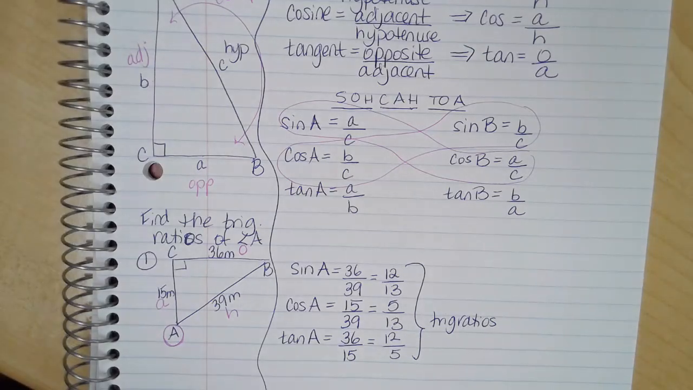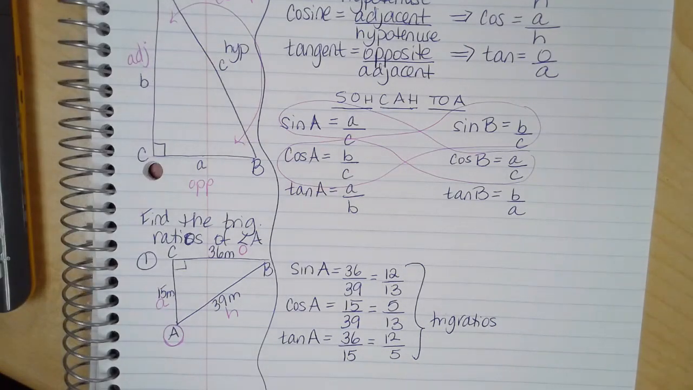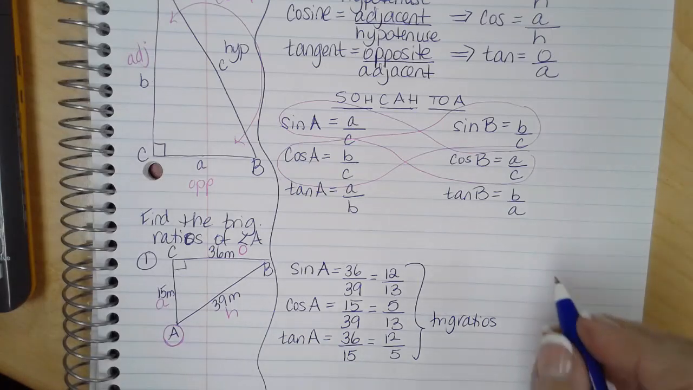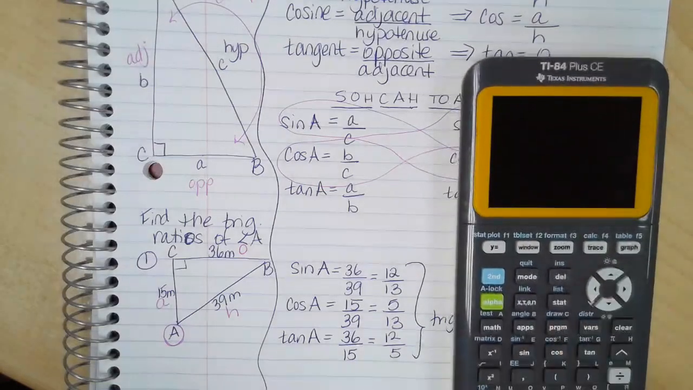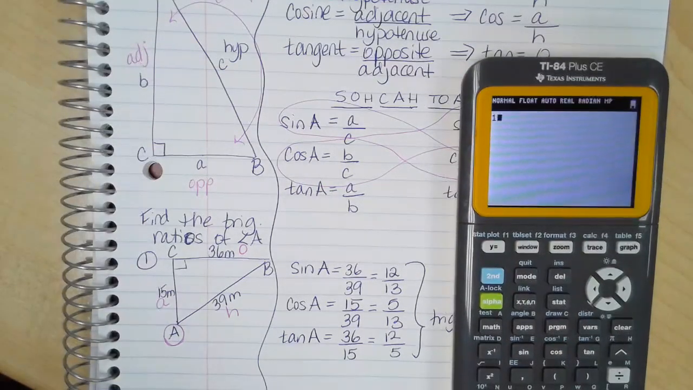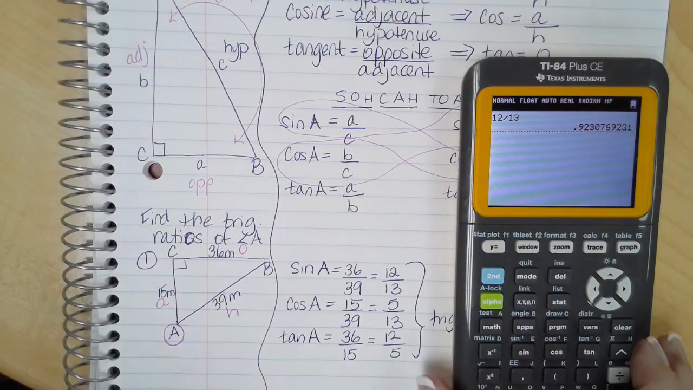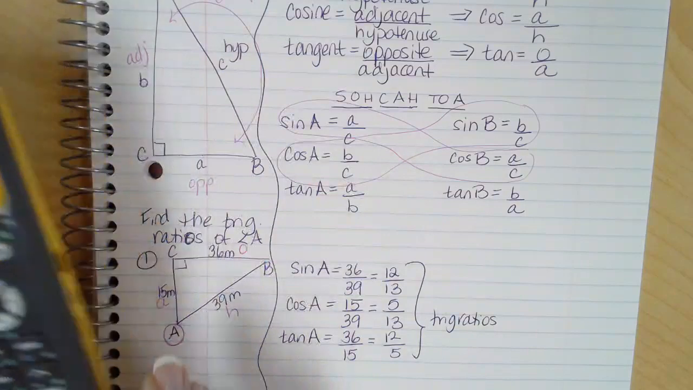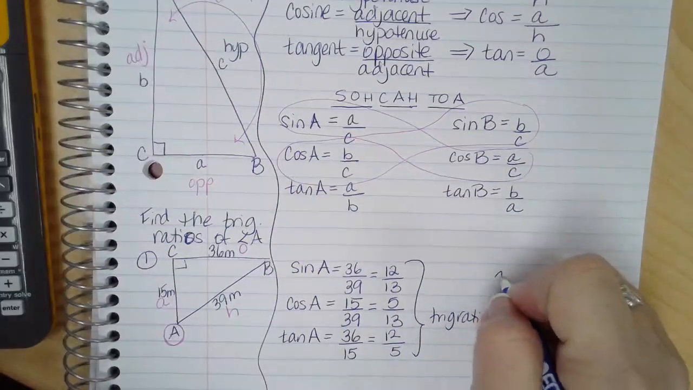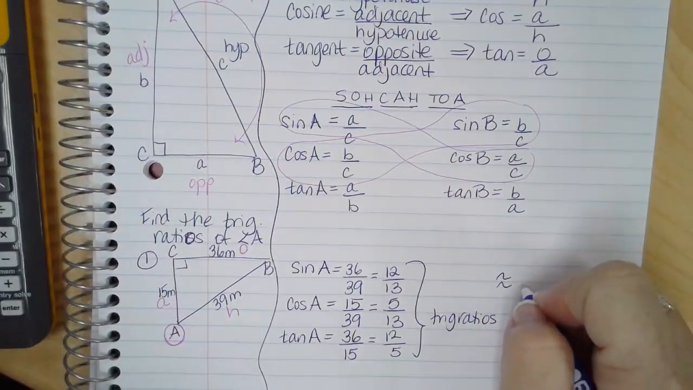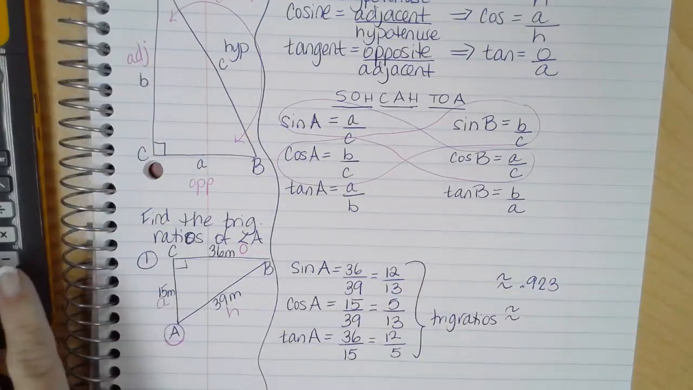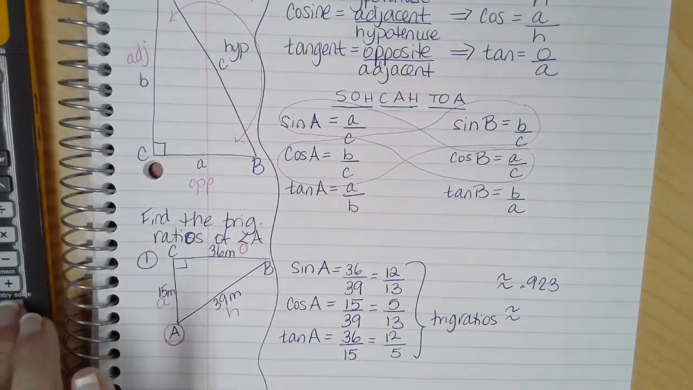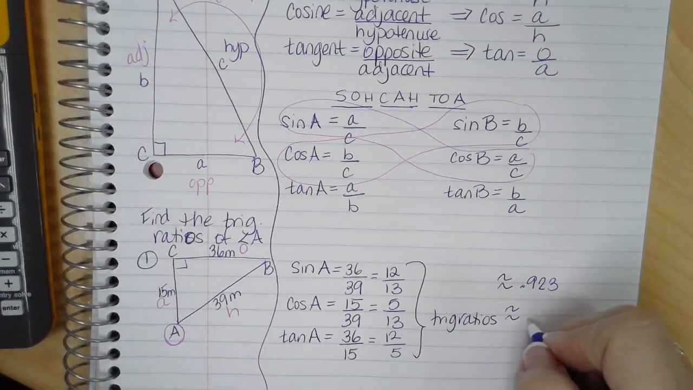But sometimes they'll ask you to go one step further, which means they're going to ask you to plug it in your calculator and simplify it. So if I do that, I would just go in my calculator and I would go 12 divided by 13. Now, if it doesn't say how many decimal places, we usually do it to 3 decimal places. So I would say that this one's approximately 0.923. The next one would be 5 divided by 13.